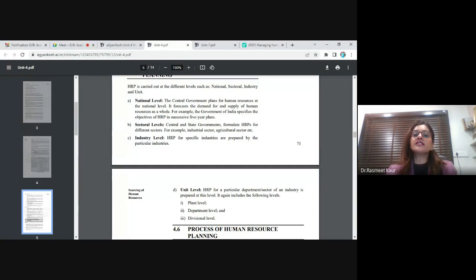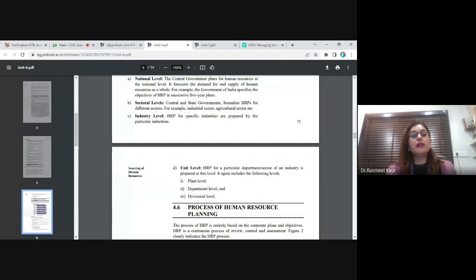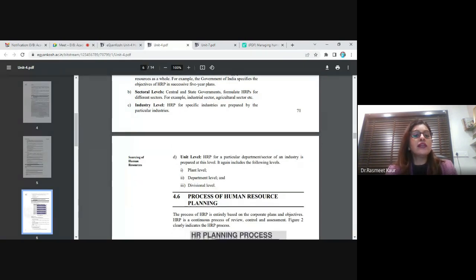They have different successive plans which they make because they want to see the growth and development of the people who are there in that society. So human resource planning, if I say at national level, is something which is taken care of by the government. If I talk about government, also specifically central government, when I say sectoral level, the HR planning is done. It is basically that particular state and central plannings which are done.